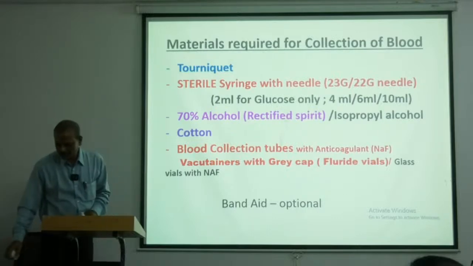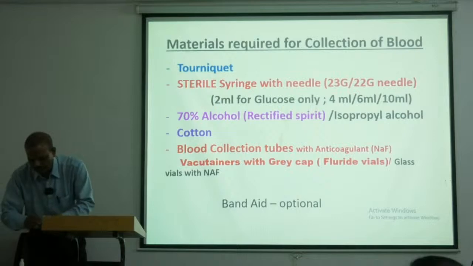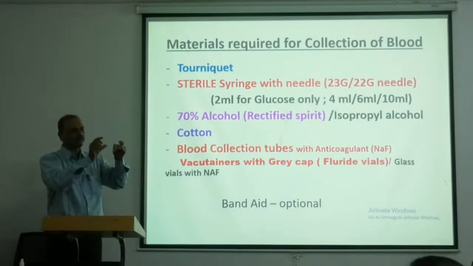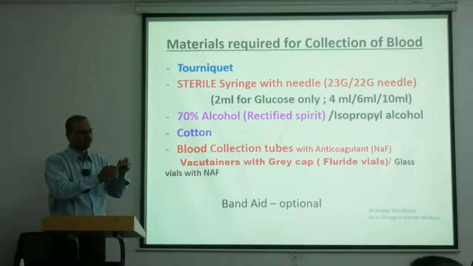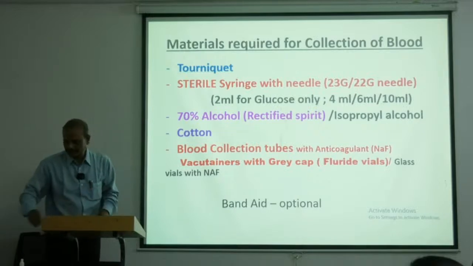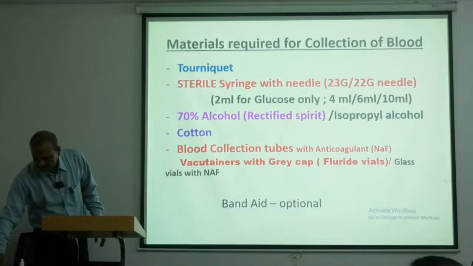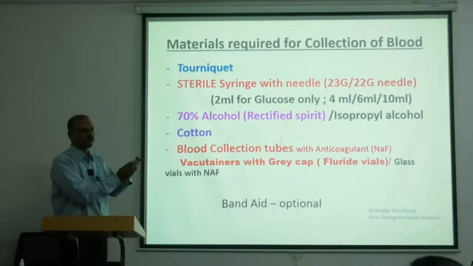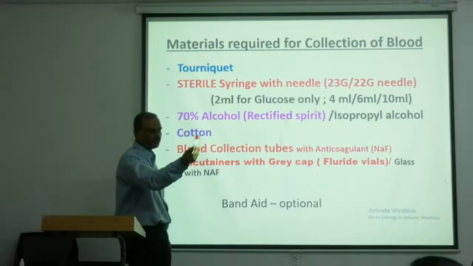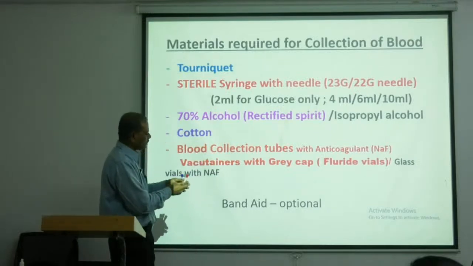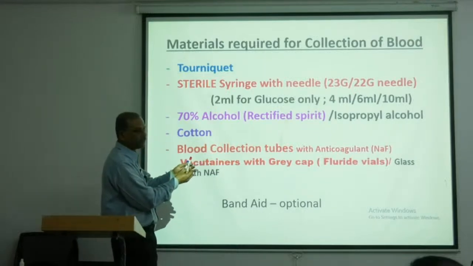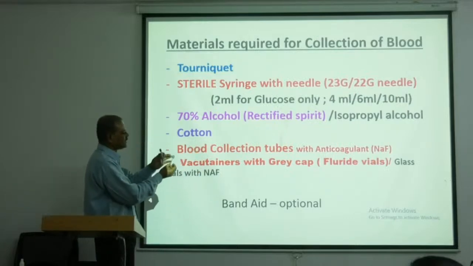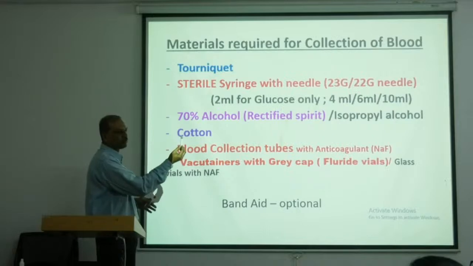Now, blood collection tubes. In our time, we used to do it in small tubes with anticoagulant, even small glass vials, because these types of commercially available tubes, which are in vogue everywhere right now, were not available at that time. You will see this with your own hands in the laboratory. So that blood collection tube will be used. These are called vacuoteners. This gray vacuotener is basically for the fluoride vial.